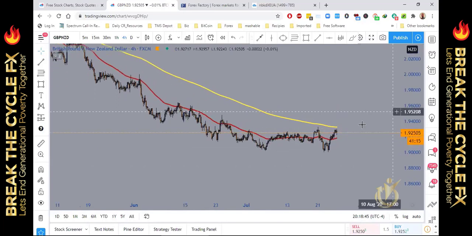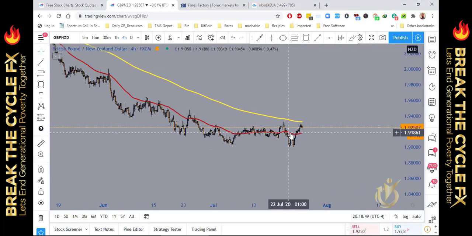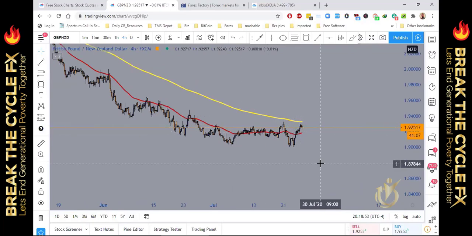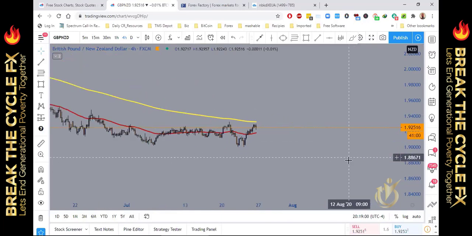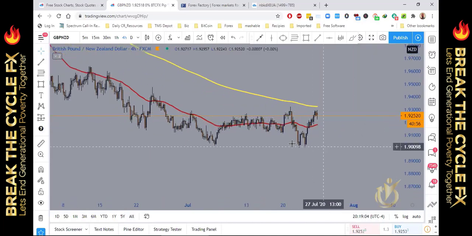I'll be careful on this one. If you're watching on the 4-hour, just wait for your 50 to cross over your 200. Let's make it simple. Let's make it stress-free. Wait till the 50 crosses over your 200, right? If it doesn't, then you're looking for the sells because we're in the sell zone.